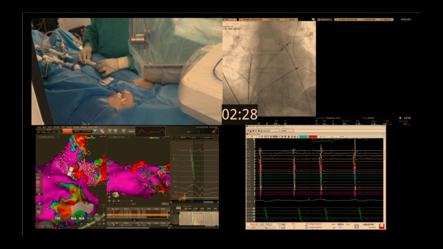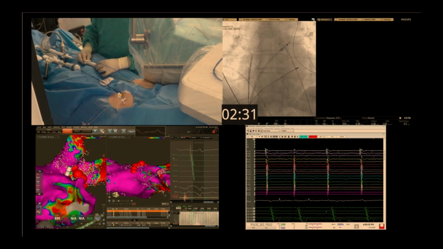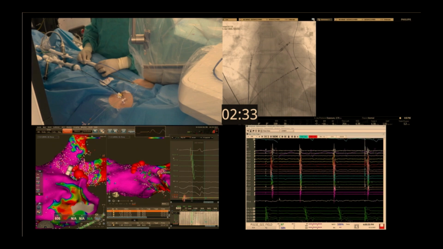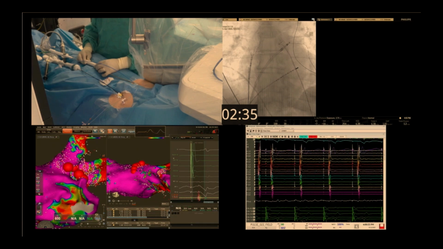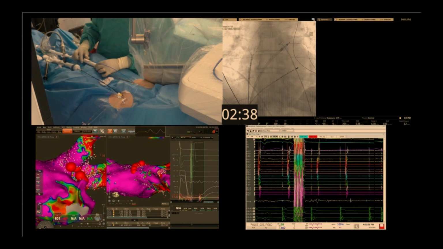So Vivek, the animal data, how deep are these lesions? Because it's just so quick. Yeah, the preclinical data indicates that the lesions will be about 5 millimeters, maybe 6 millimeters deep.